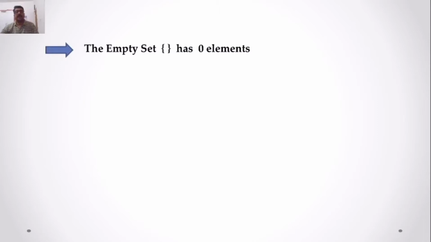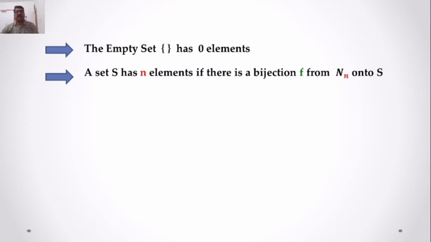Firstly, define what is an empty set. We know an empty set is a set which has no elements. That means 0 elements. When we say a set has n elements, for some n in N, if there exists a bijection f from N_n, that is the set {1, 2, ..., n}, the set of first n natural numbers, onto the set S. So if there exists a bijection from N_n onto S, we say that set S has n elements.